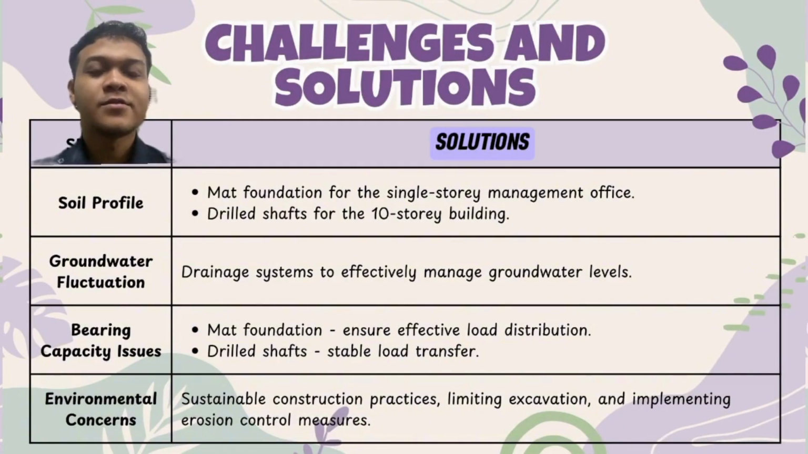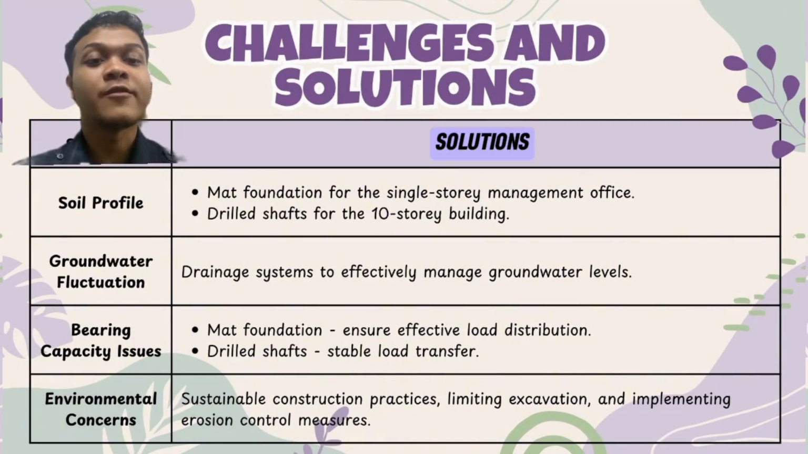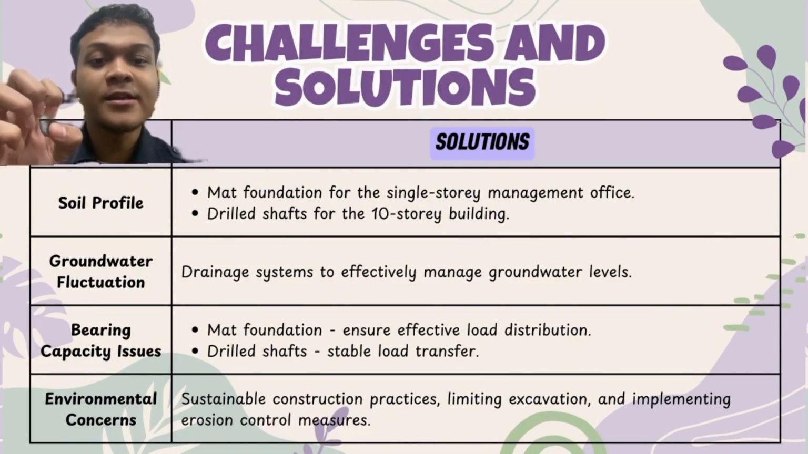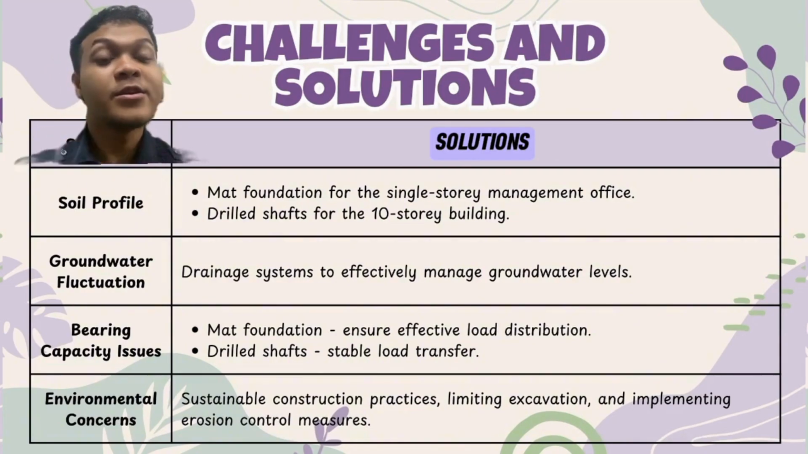So for the challenges and solutions, first we have soil profile challenges: the layered soil with weak layers leading to differential settlement risk. For the solution, we use mat foundation for the single-story management office and drilled shaft for the 10-story building to anchor the structure. Okay, next is groundwater fluctuations: the seasonal changes near paddy fields, increasing the risk of uplift force and instability. For the solution, a drainage system to effectively manage groundwater levels and mitigate buoyancy force.